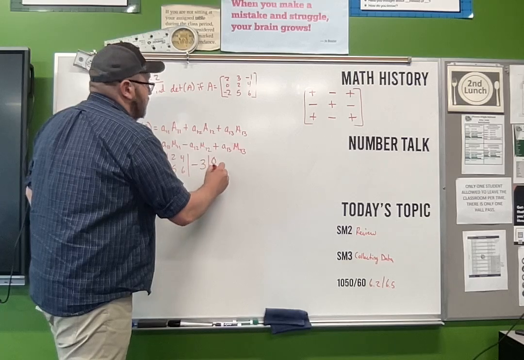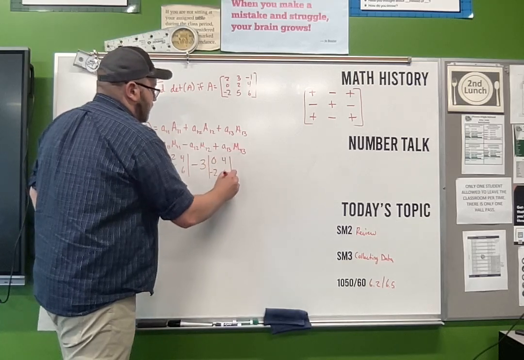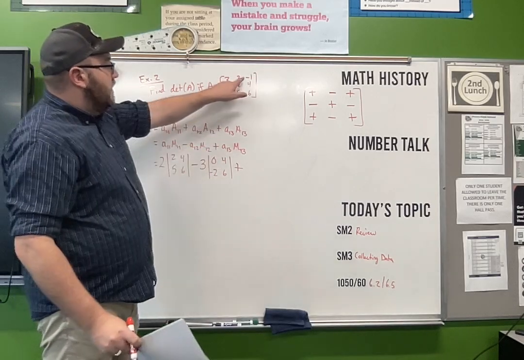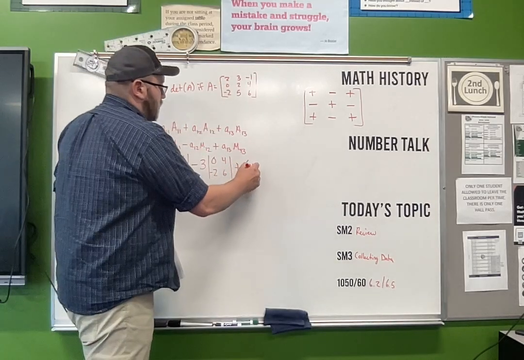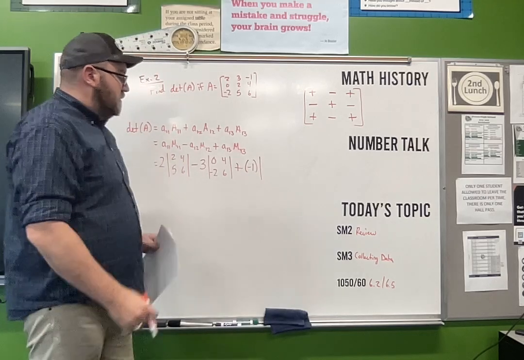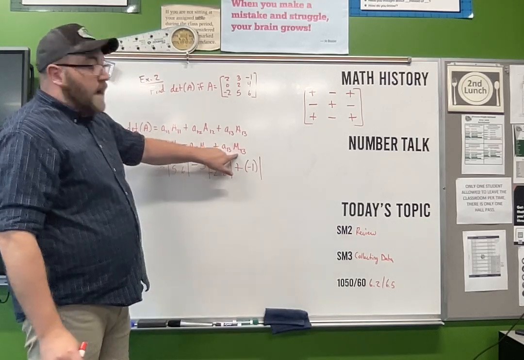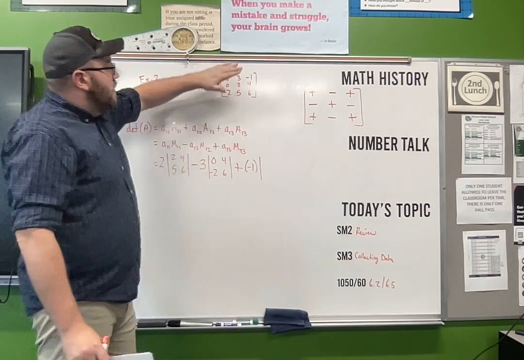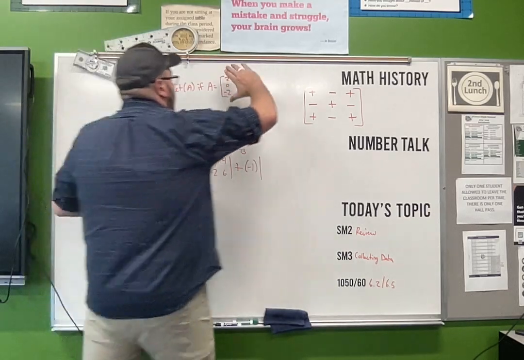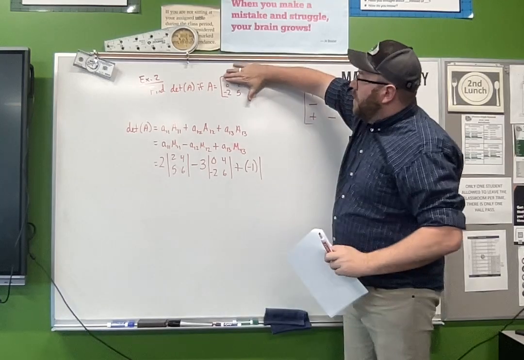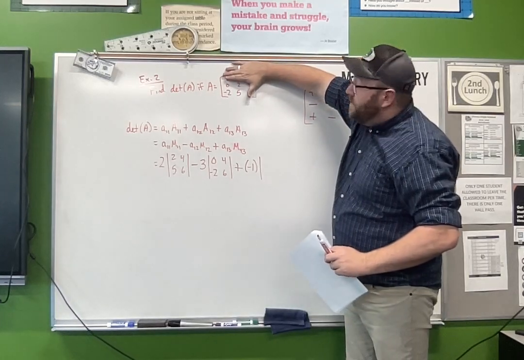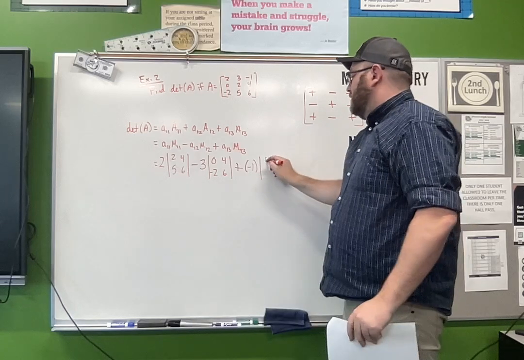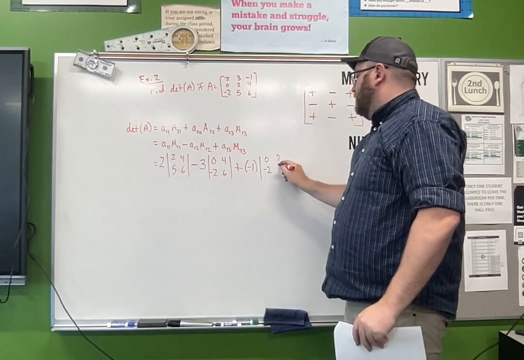0, -2, 4, 6. Then a plus sign. Element A13 is -1 times the determinant. Minor 1, 3 is delete the first row, third column. Deleting the first row, third column leaves us with 0, -2, 2, 5.